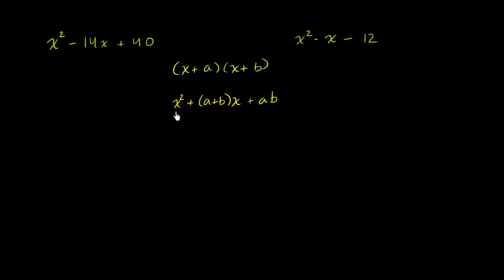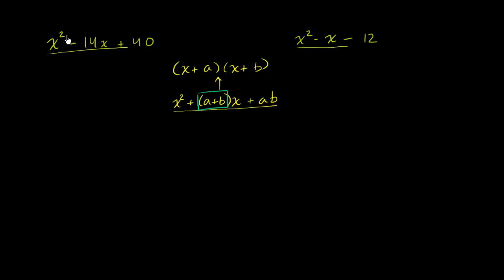So if you wanted to go from this form, which is what we have in these two examples, back to this, you really just have to think about, what's our coefficient on our x term? And can I figure out two numbers that, when I take their sum, are equal to that coefficient? And what's my constant term? And can I think of those same two numbers that, when I take the product, equal that constant term? So let's do that over here.